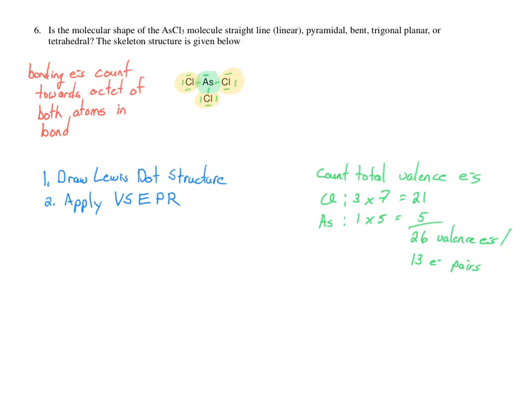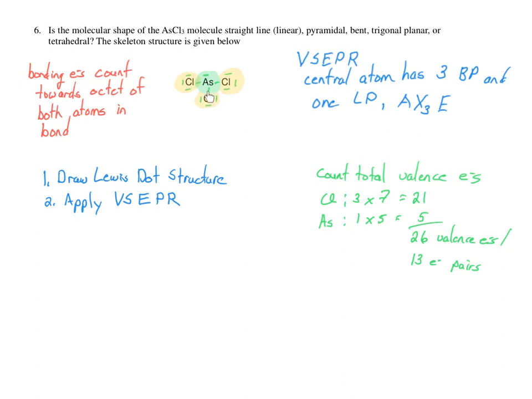This is a happy molecule. All of the atoms have a complete octet. So now we apply VSEPR. In the VSEPR, we look at our center atom, and we see that it has 3 bonding pairs and 1 lone pair. So it's of the type AX3E.